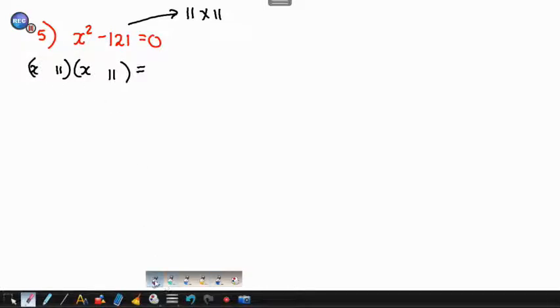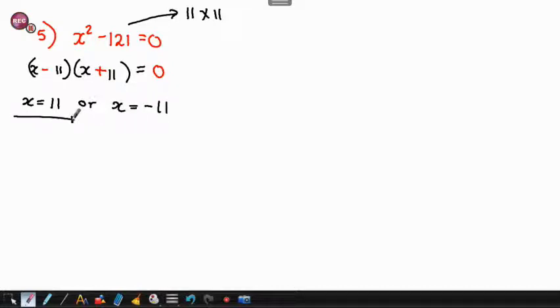The only difference between those two brackets, one will be a plus and the other one will be a minus. And then you have 0 this side. So therefore, you have x is equal to 11, or you have x is equal to negative 11. That's your answers.